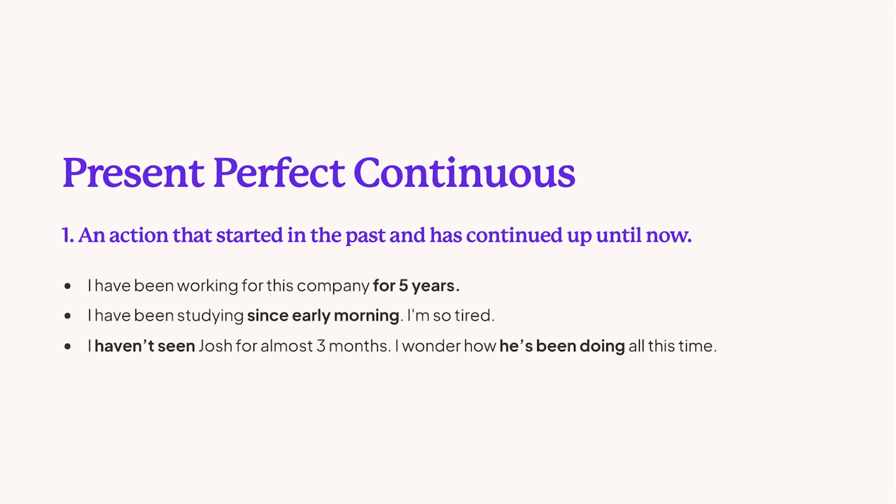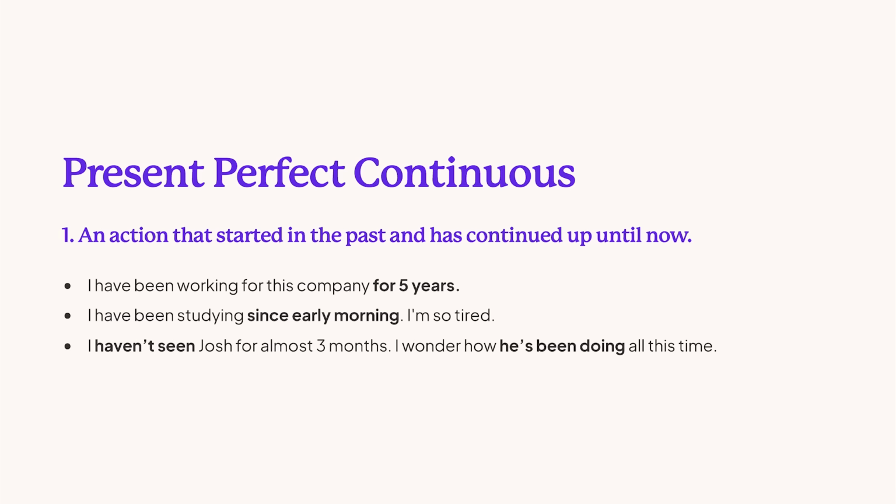For example, the present perfect continuous can be used to show an action that started in the past and is still going on. For example, I've been working for this company for 5 years. I started working there 5 years ago, and I'm still working for the same company. I've been studying since early morning. I'm so tired. I haven't seen Josh for almost 3 months. I wonder how he's been doing all this time. You'll often see how long this action has been going on. For example, for 5 years, since early morning, all this time, since July.